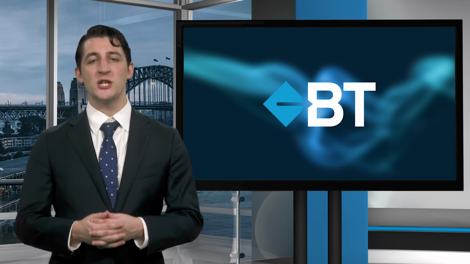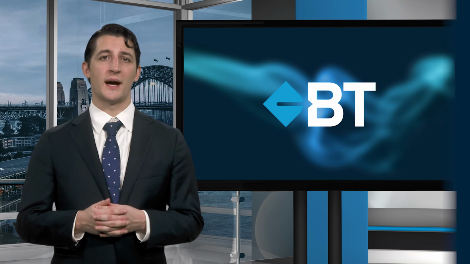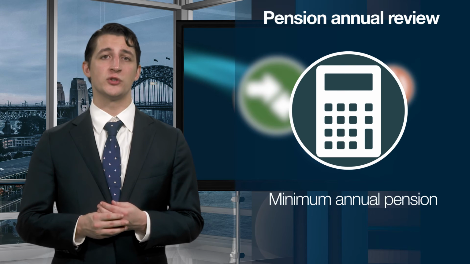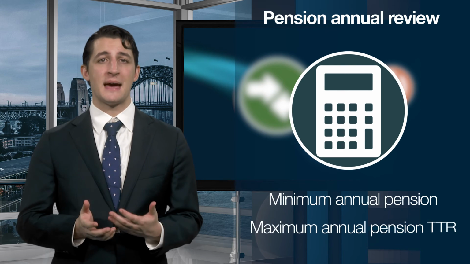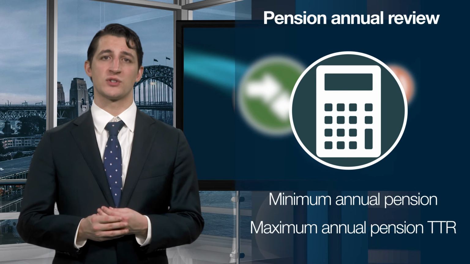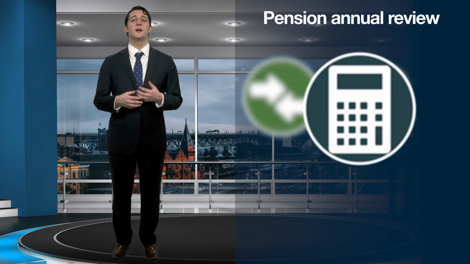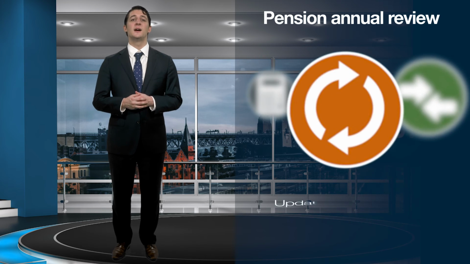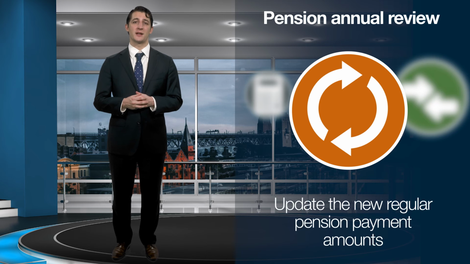The pension annual review process is required to calculate the minimum annual pension requirements for the new financial year and the maximum in the case of transition to retirement pensions, compare the current pension paid to the new minimum amount and also maximum amount in the case of transition to retirement pensions, and update the regular pension amount across the remainder of the financial year.